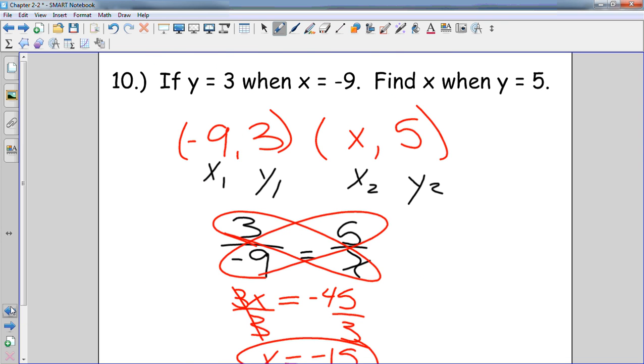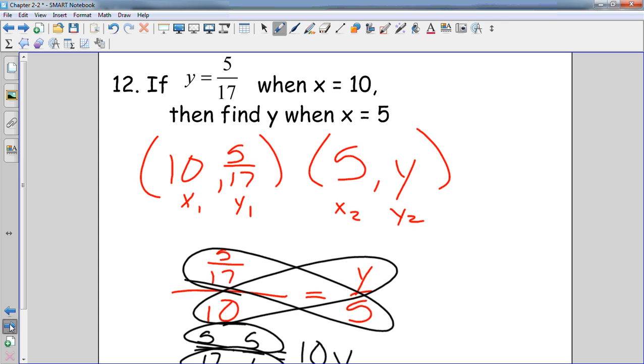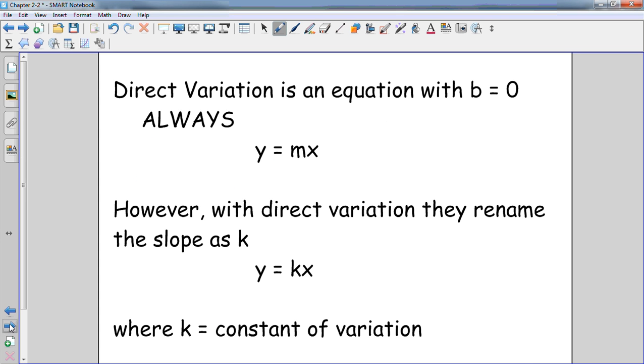Will these ever get any bigger? No. Not direct variation. Okay. Direct variation is an equation with b equal to 0. It's always y equals mx. Now, however, with direct variation, rename the slope as k, where k is called the constant of variation. I don't know why they didn't just make it c. Maybe they can't spell. Okay, but yeah, k. K is called the constant of variation.